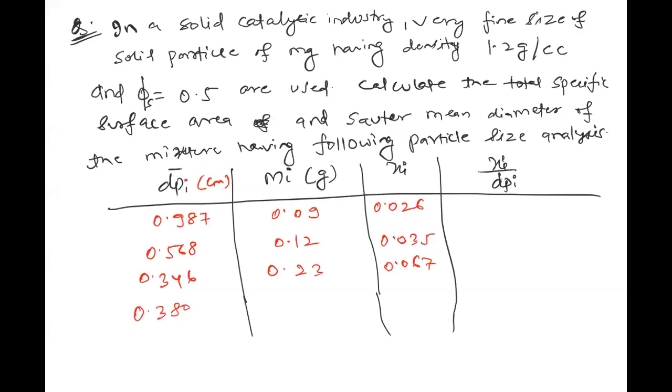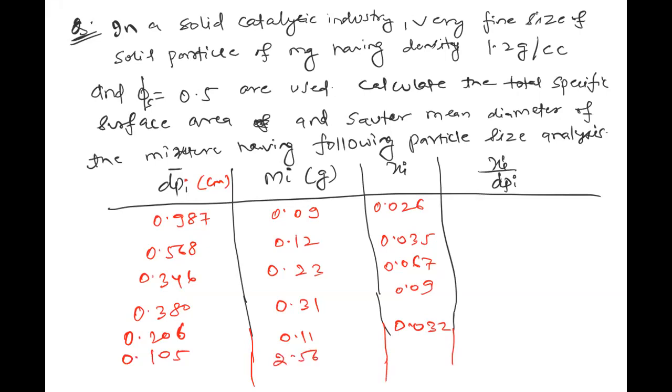Now it is 0.380, its mi value is 0.31, and now it is 0.09. Then 0.206, it's 0.11, it's 0.032. Here it will be 0.105, and it is 2.56, it is 0.748. These are the data given. Now try to find its total specific surface area, meaning ASS, and shorter mean diameter, meaning volume surface mean diameter.